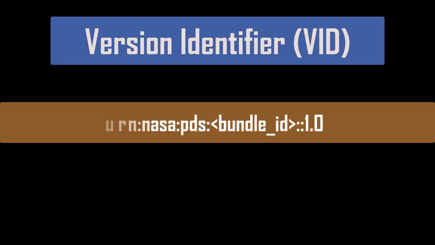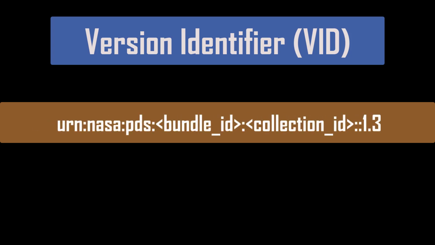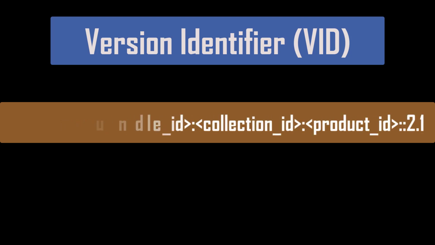A version identifier, or VID, can be appended on the end of the LID for each product. This creates what we call the LID VID. The format looks like this: URN NASA PDS, bundle ID, collection ID, product ID, then the two-integer VID. As products get updated, the VID helps keep track of each version. The first integer is increased when making major changes, and the second integer is increased for minor changes.